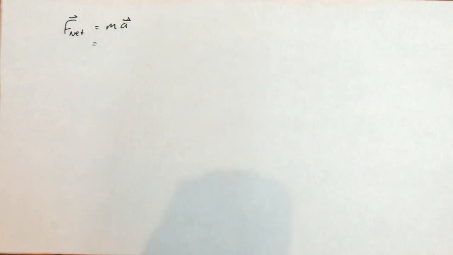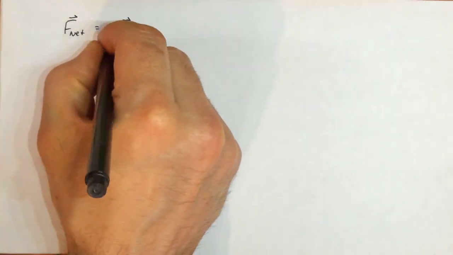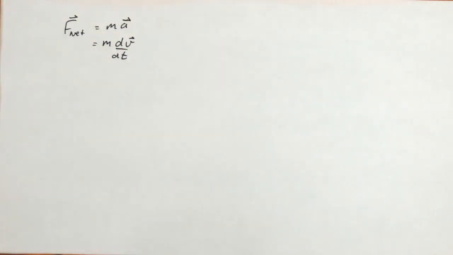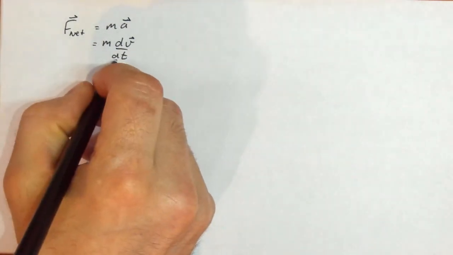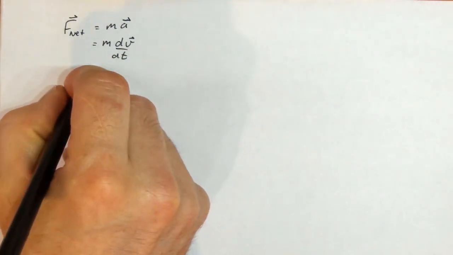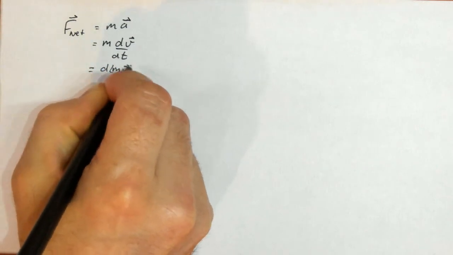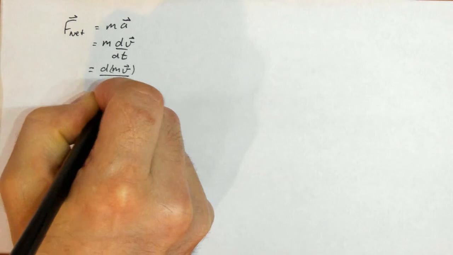I'm going to say, okay, ma, well, what is a? a is dv dt. It's the derivative of velocity with respect to time. Well, mass in most situations is a constant, and in what we've dealt with, we've held it as a constant. So a derivative with respect to a constant doesn't do anything. So I can bring that mass into that derivative of time.